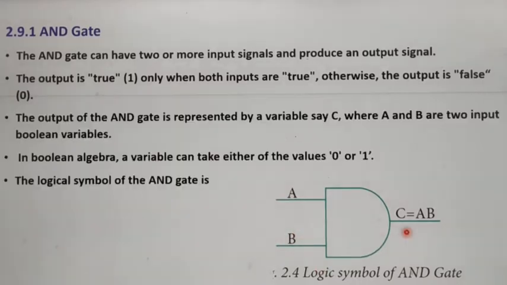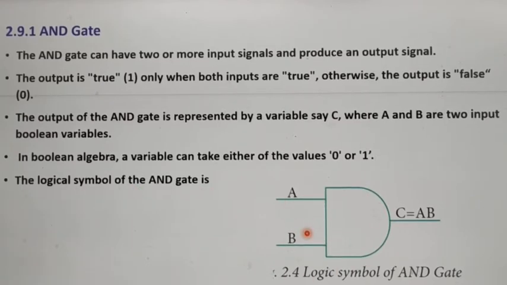Next point, the output of the AND gate is represented by a variable, say C. Here C is the output variable where A and B are two input Boolean variables. Here A and B both are input variables. In Boolean algebra, a variable can take either of the values 0 or 1. These input variables can take the value 0 or 1. 0 means false, 1 means true. This is the logical symbol for AND gate.